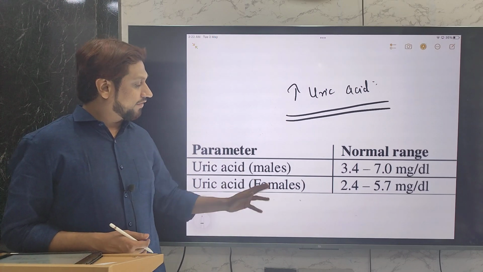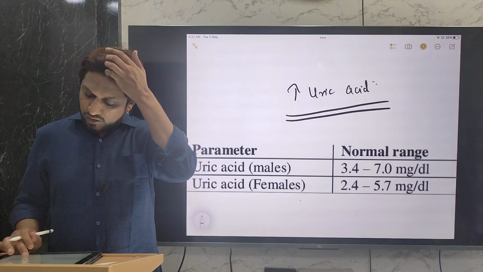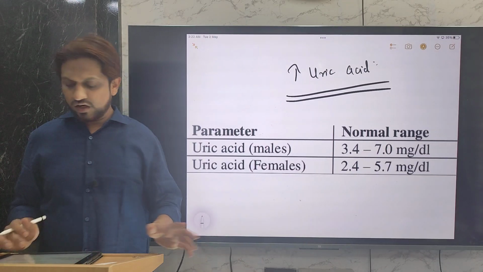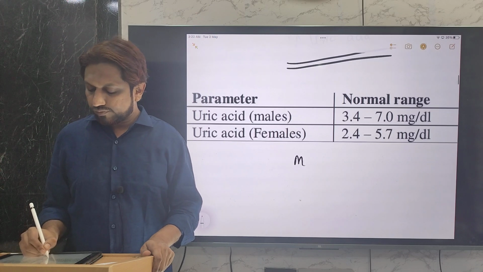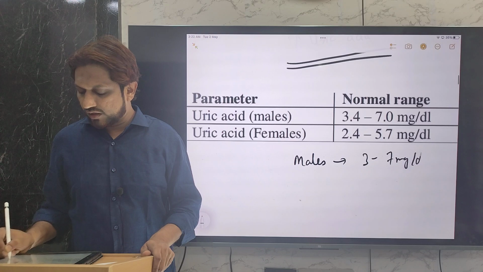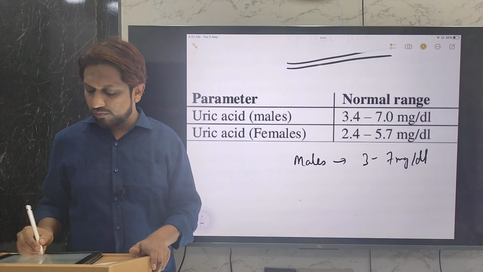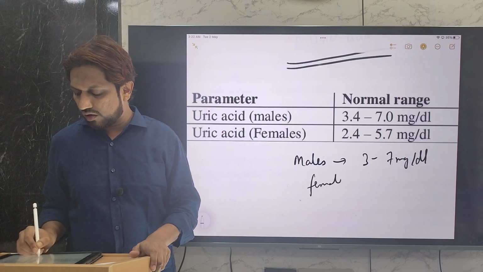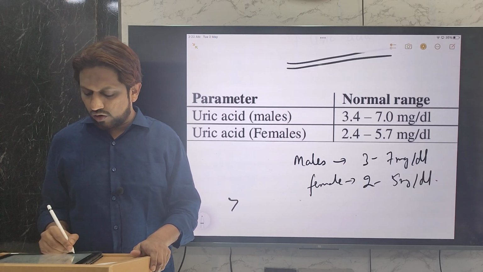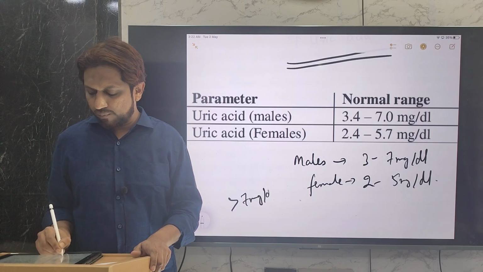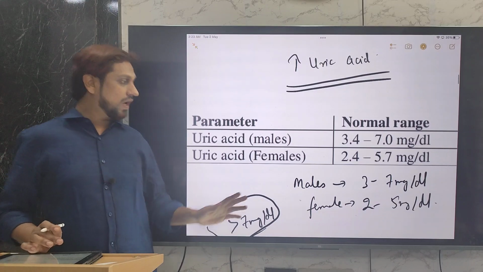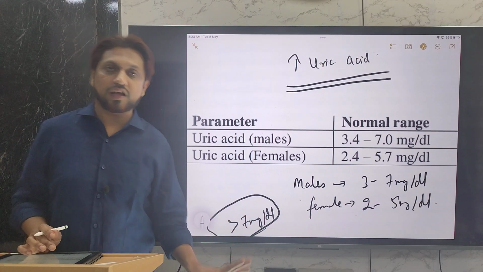In males the uric acid level ranges from 3.4 to 7 milligram per deciliter, and in females around 2.5 to 5.7 milligram per deciliter. If we take a round figure, it is around 3 to 7 milligram per deciliter in the blood in males, and in females around 2 to 5 milligram per deciliter. If it crosses roughly 7 milligram per deciliter, that is hyperuricemia, which may precipitate the gouty attacks or gout.